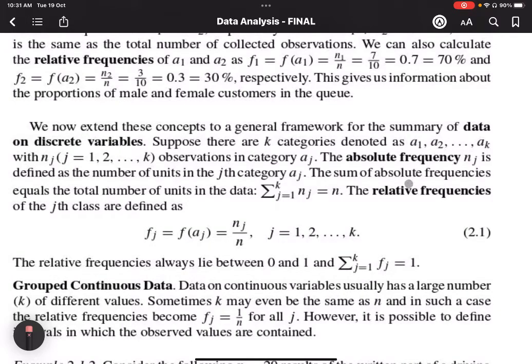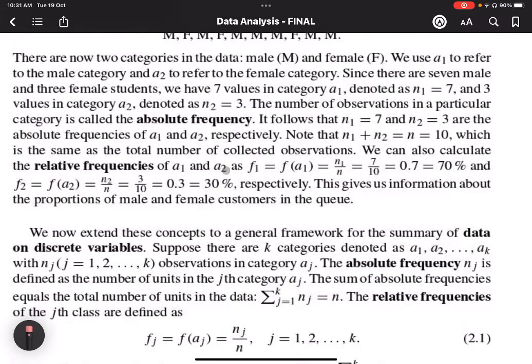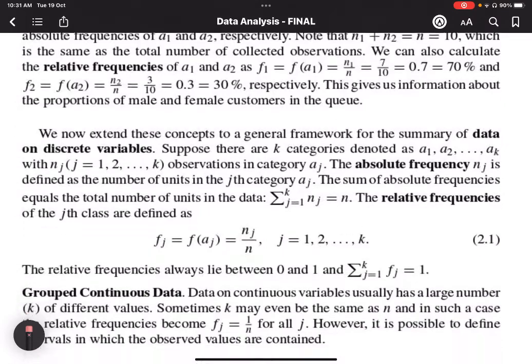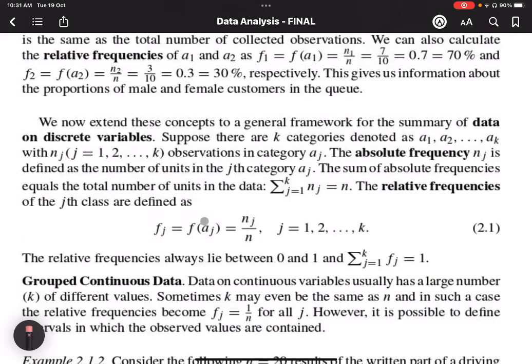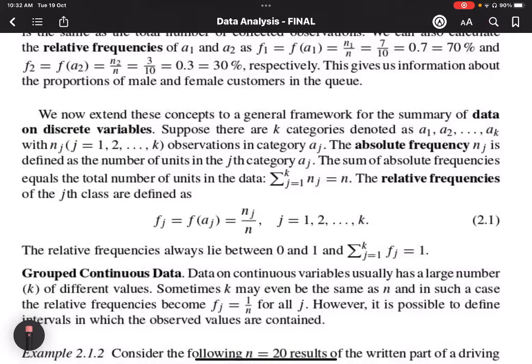No? So yung ating relative frequencies using the concept, no, in general framework. Ibig sabihin nun, this is a general formula, no, without a specific example. Okay, so the relative frequencies always lie between 0 and 1. And the summation over j equals 1 to k of Fj equals 1. And this is for under discrete variables.